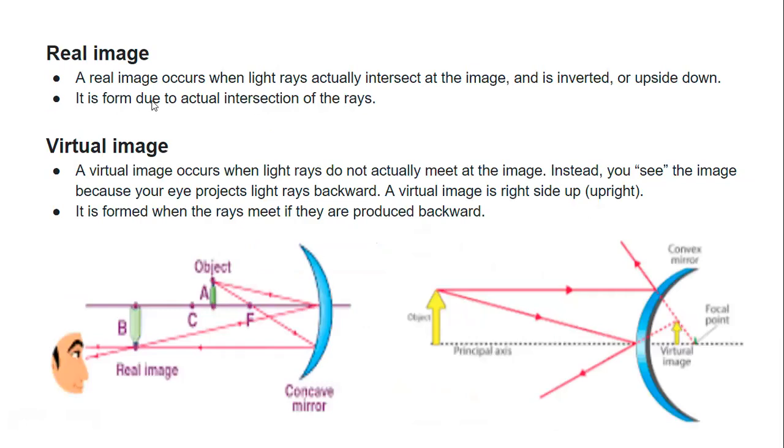Next, what is the difference between a real image and a virtual image? A real image occurs when light rays actually intersect at the image. When do we have real images? When light rays actually intersect at the image, and it is inverted or upside down. It is formed due to actual intersection of the rays. Whenever you have image formation or ray diagrams, we always consider the object and denote the distance of the object from the mirror as the object distance.